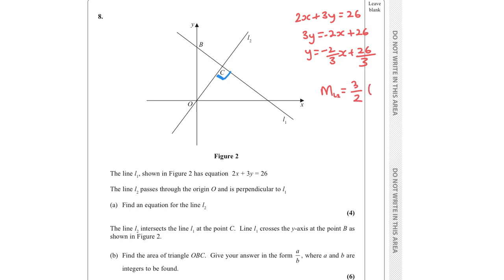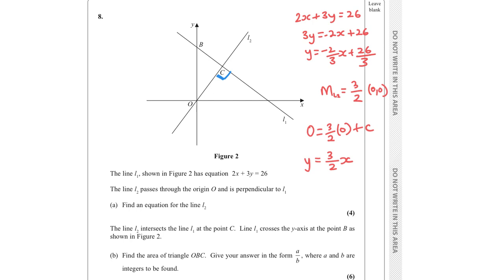We know it also passes through the point 0, 0. So using y equals mx plus c, 0 equals 3 over 2, lots of 0 plus c. I just realised I'm on autopilot. Of course, my y-intercept is 0. So my c is 0. So the equation of L2 is y equals 3 over 2 x. Okay. So there we have 4 marks, nice and easy.